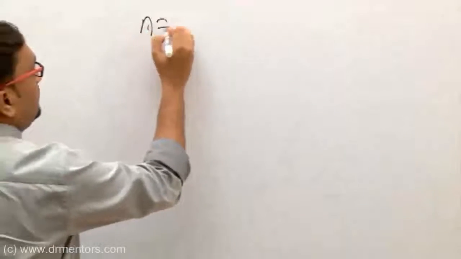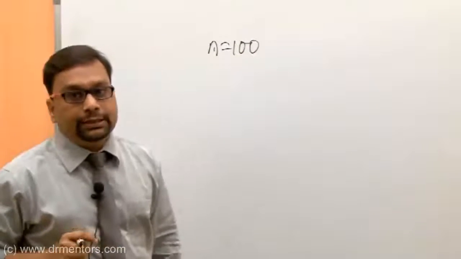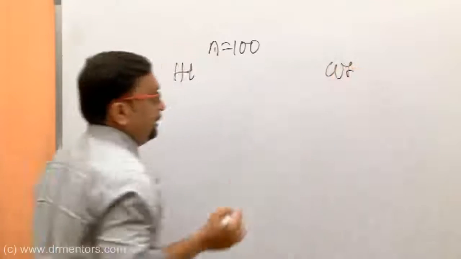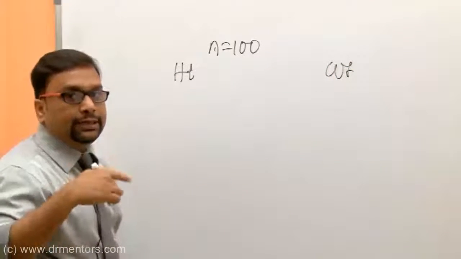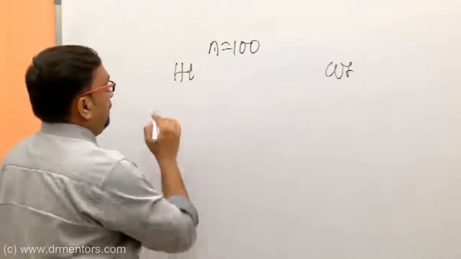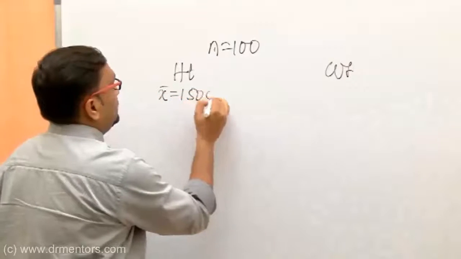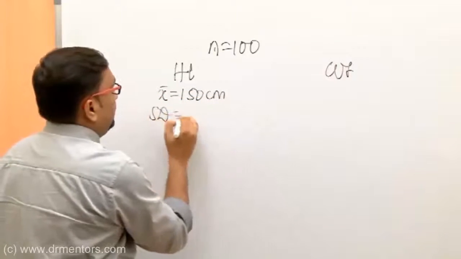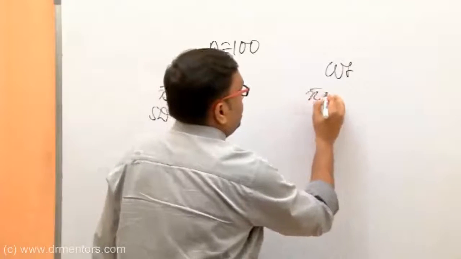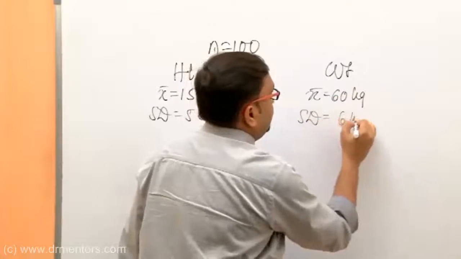So suppose I am appointed as a medical officer and I am doing a health checkup of 100 school children. As a part of the health checkup I am taking their height and their weight. Now 100 children, so 100 readings of height and 100 readings of weight I will be getting. Now from these 100 readings I am giving you a summary. For these 100 children, suppose mean height is 150 centimeters. Standard deviation in height is 5 centimeters. In weight, mean weight is 60 kg. Standard deviation in weight is 6 kg.